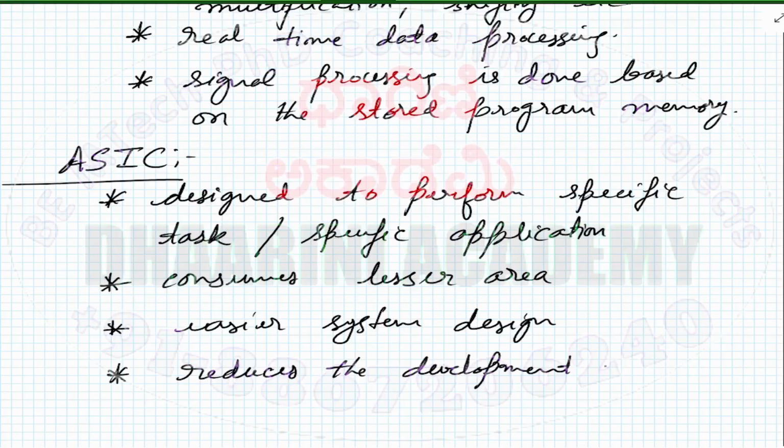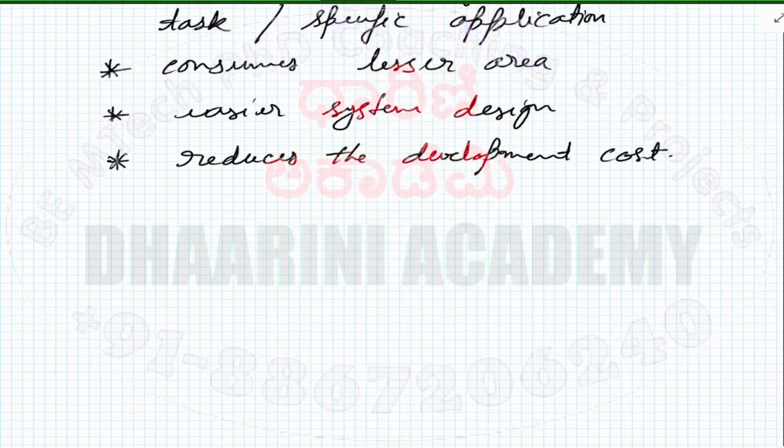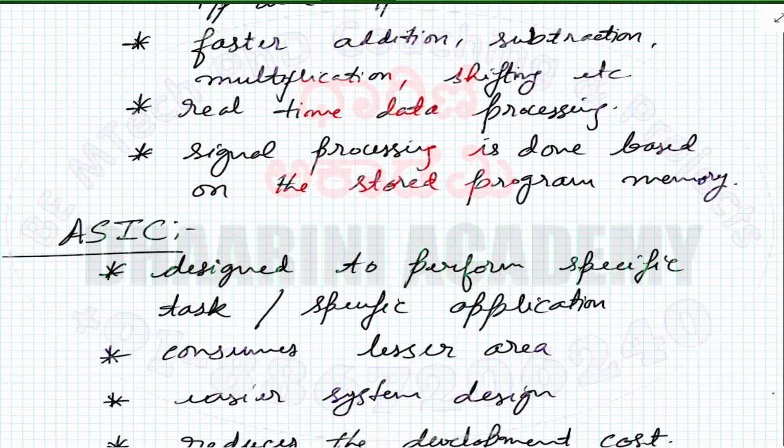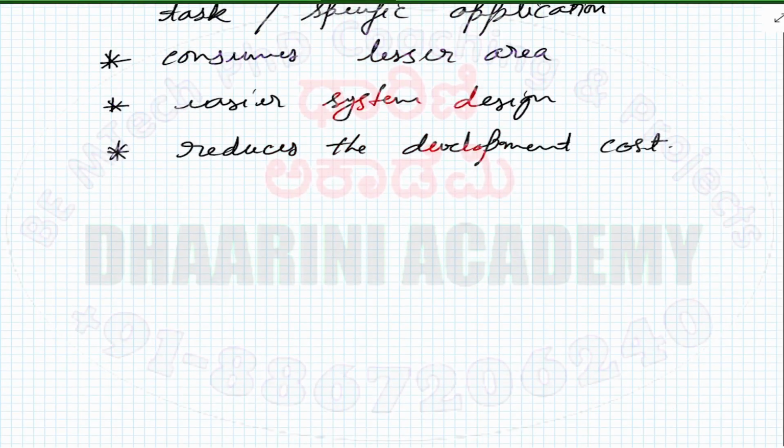Reduces the development cost. In the sense we are talking about the embedded system, the overall cost of the embedded system can be reduced if you use an ASIC compared to the other components.